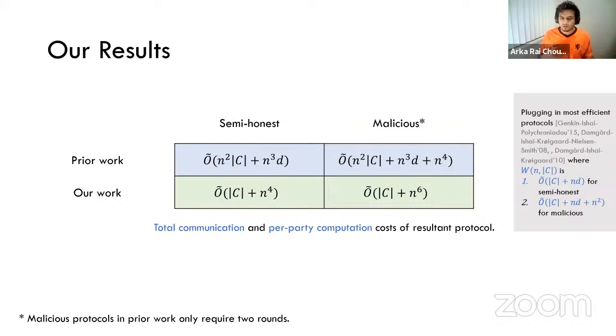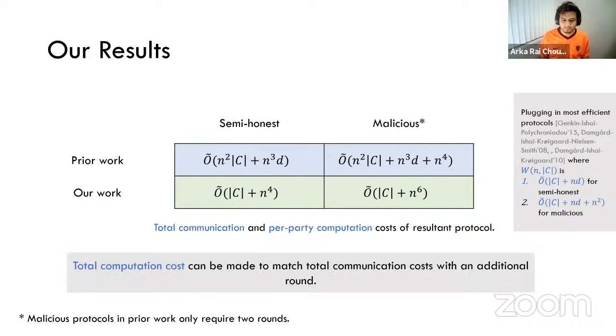So I've really talked about total communication and per party computation, and you can ask me, oh, what about total computation? You can actually get total computation to match the total communication, which is this value that you see on the slides, but at the cost of an additional round. So if you're willing to have an additional round, you can get the total computation to be brought down to be quite low.